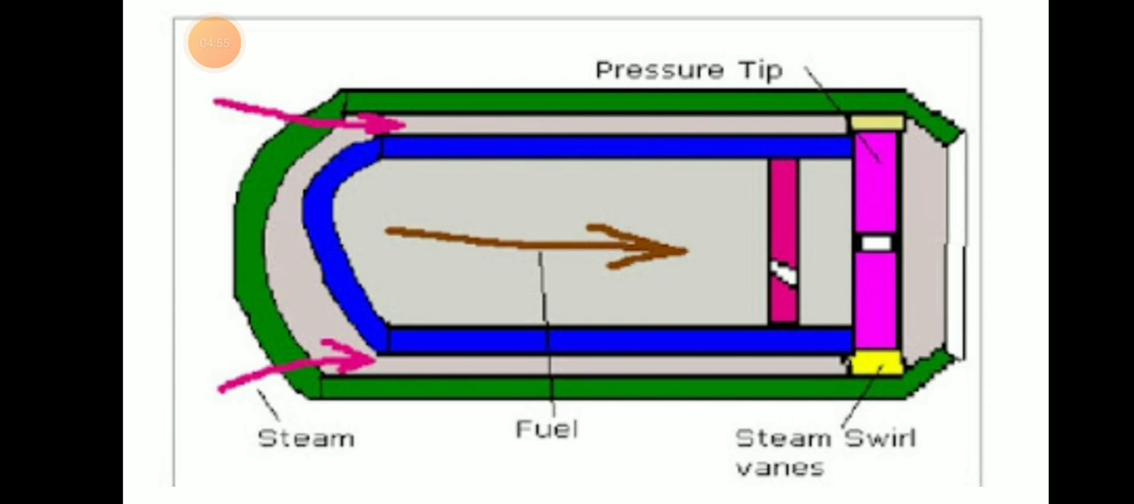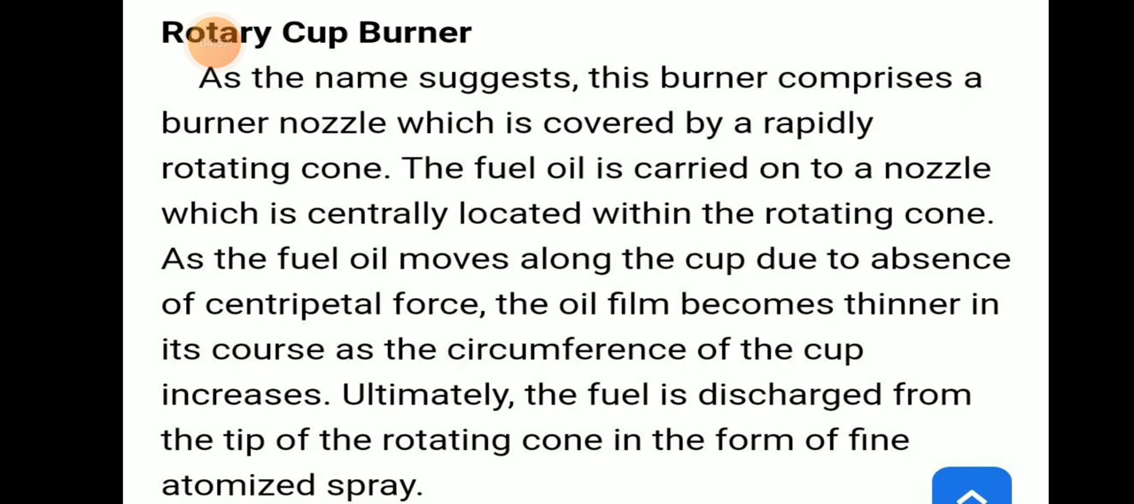Okay, then the rotary cup burner. As the name suggests, this burner comprises a burner nozzle which is covered by a rapidly rotating cone. Fuel oil is carried to a nozzle which is centrally located within the rotating cone.